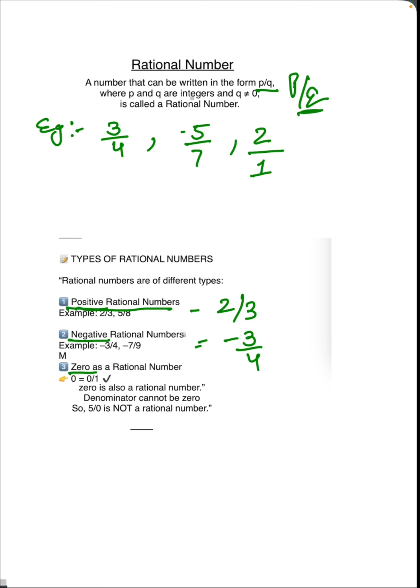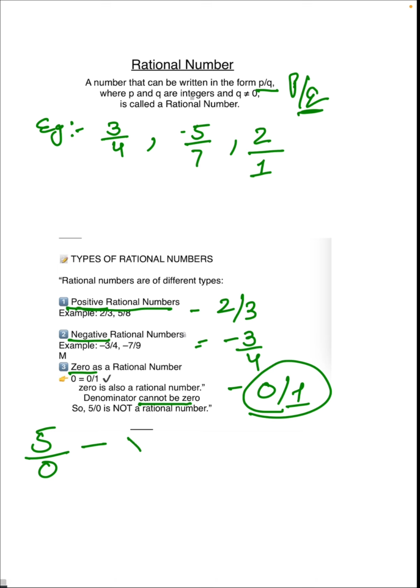0 is also a rational number. 0 over 1 is also a rational number because here the denominator is not 0. The denominator cannot be 0. For example, 5 over 0 is not a rational number because here the denominator is 0, so it is not a rational number.